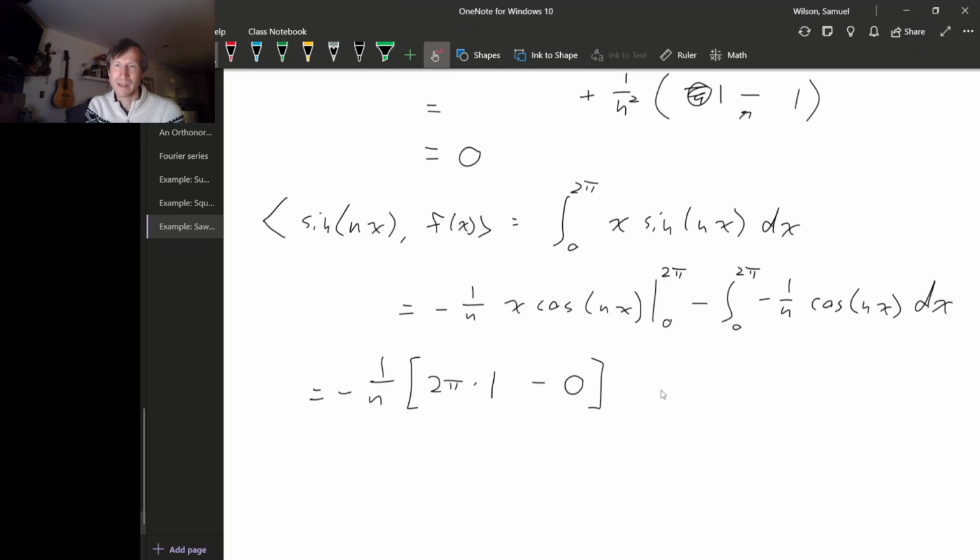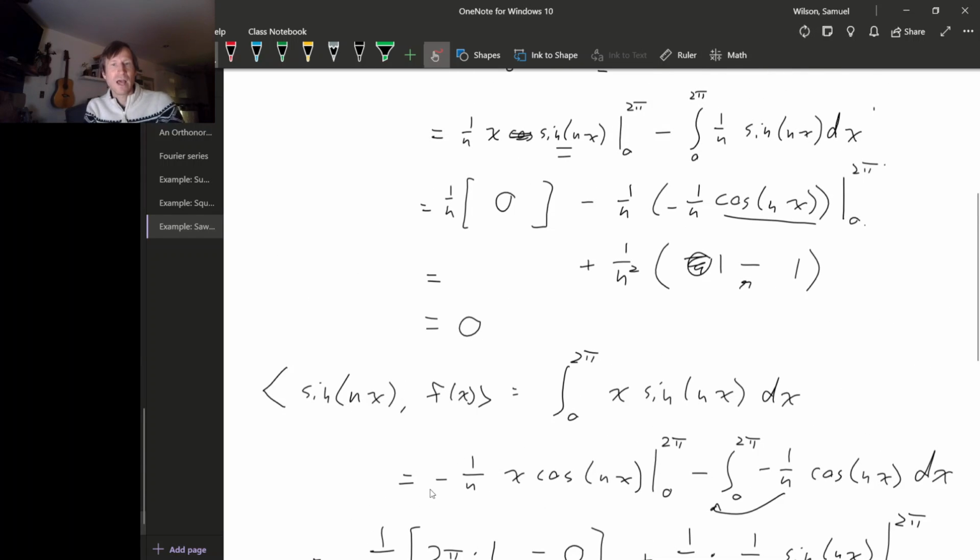Okay, and then for this part, we can move this outside, so plus 1 over n times the integral of cosine nx. I get another 1 over n sine nx from 0 to 2 pi. And when we plug in 0 and 2 pi, this sine term just gives us 0. So this whole mess turns into minus 2 pi over n, it looks like.